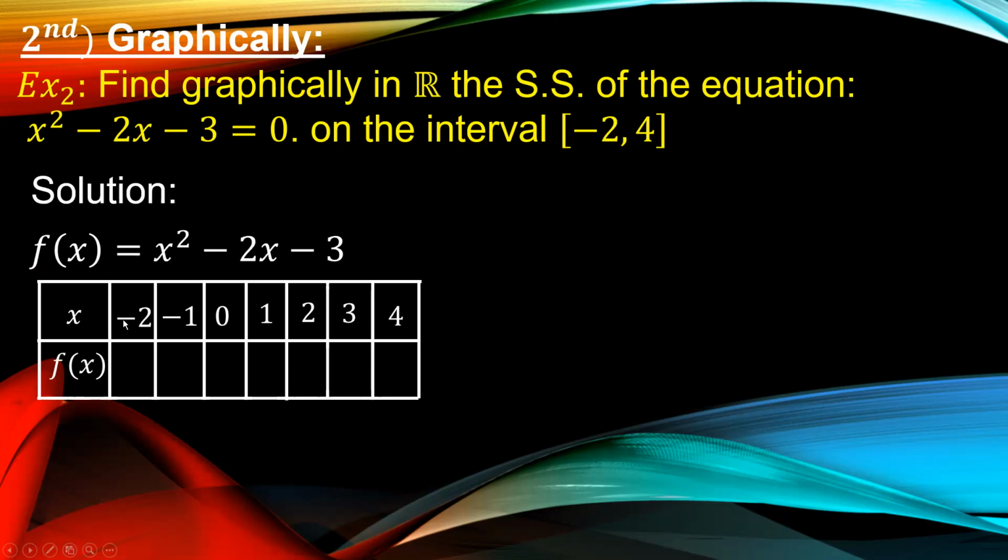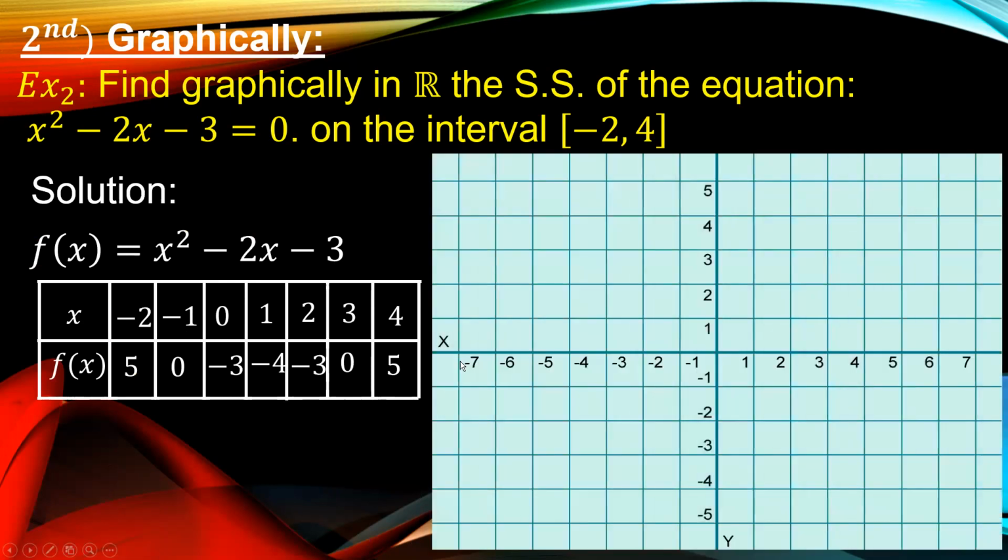Here, substituting x equals negative 2, it will be 5. For x equals negative 1, f of x will be 0. For x equals 0, f of x is negative 3, and so on. The second step, I will draw the curve. The first point, negative 2 and 5. Plot this point on the graph.